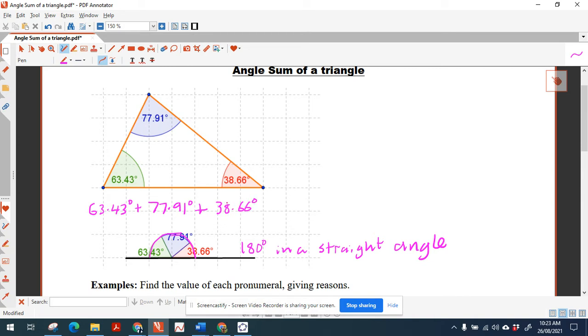Okay, so I want you to add up those numbers. Let's see what we get. So you've got 63.43 plus 77.91 plus 38.66, which equals 180 degrees.